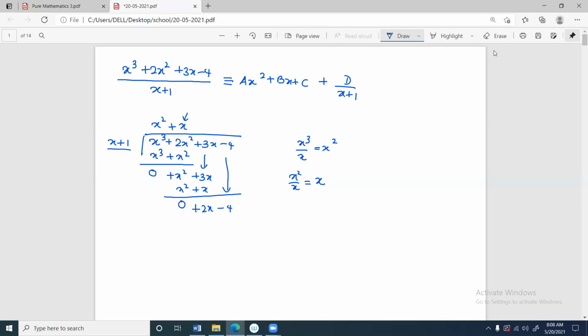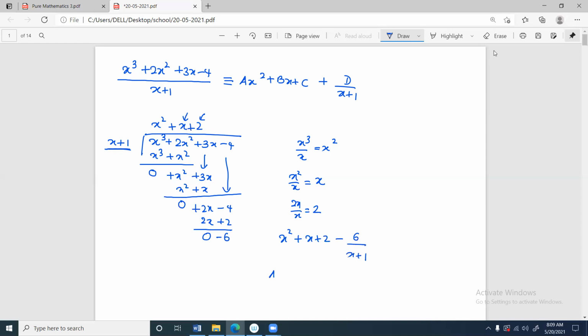Now see how many x terms are there in 2x. It turns out to be 2. Then you write 2 next to the x. Multiply this expression by 2 and write it here. 2 into x is 2x, 2 into 1 is 2. If you subtract it, it turns out to be 0 and minus 6. Then the answer would be x squared plus x plus 2 minus 6 over x plus 1.